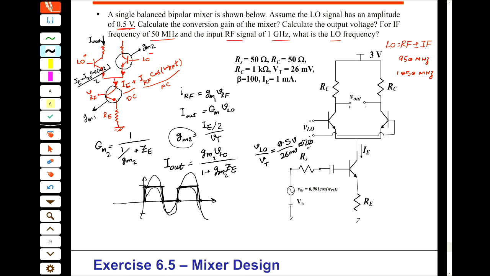Okay. Sorry? Where does VT come from? VT is a thermal voltage. VT equal to 26 millivolt. Why is this small GM2 equal to IE divided by 2? Because we have two transistors, and the emitter current is divided. Yeah. So what we see instead of a sine is a square-shaped signal.